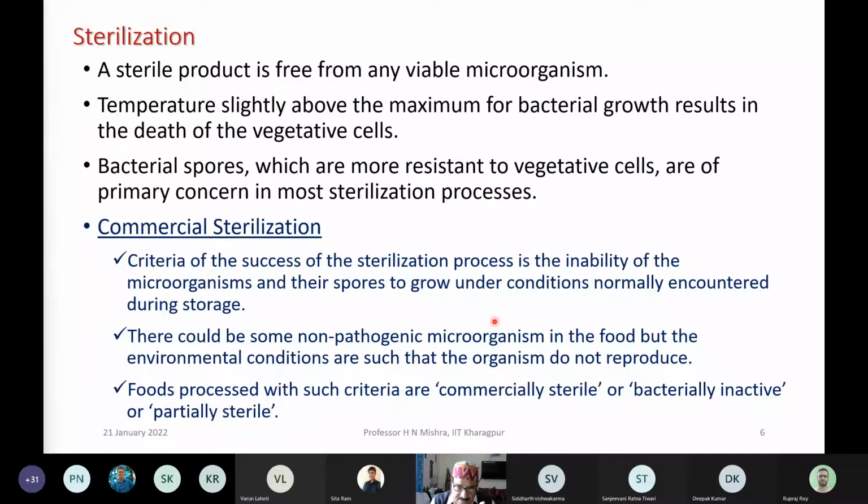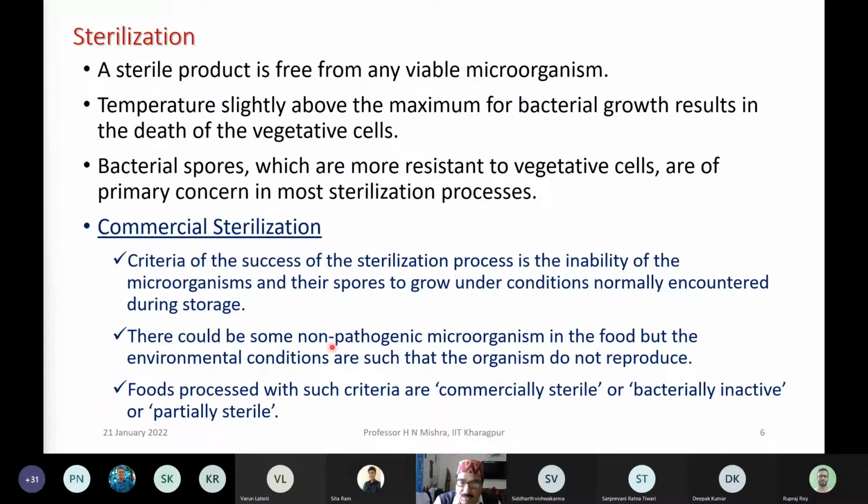So in commercially sterile food, there may be some microorganisms present, but the post sterilization conditions are maintained in such a way that the microorganisms which survive the process are not able to grow and multiply. So the criterion of success of the commercial sterilization process is the inability of the microorganisms and their spores to grow under conditions normally encountered during storage.